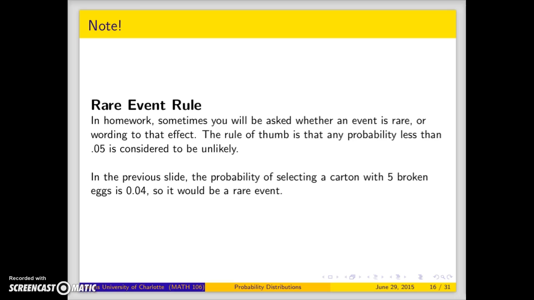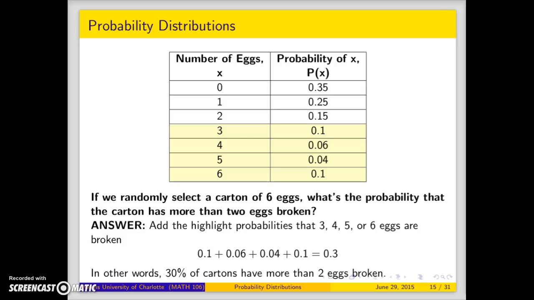There's something in your textbook called the rare event rule, which will come up in your homework, so I wanted to mention it right now. The rule of thumb is that any probability less than 0.05 is considered to be unlikely or a rare event. So in the previous example, if we look at the table again, the probability of 5 eggs in a carton being broken was 0.04, which would be a rare event.